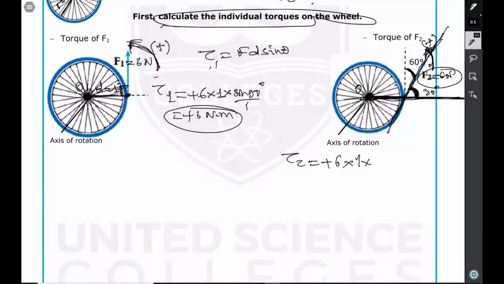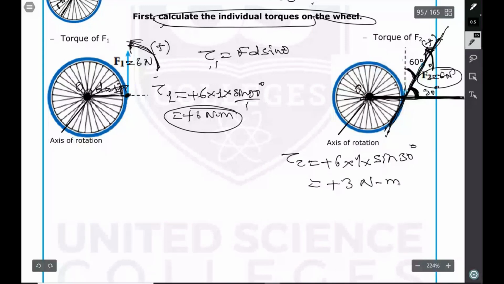Sine 30. Sine 60 is given in the question, but it is not the angle between force and distance. It is the angle between force and the perpendicular line. It's not the angle we need. We need the angle between the force line and the distance line, which is 30 degrees, sine 30. So when you multiply them all, you will get positive 3 Newton meter as the torque of the second force, torque 2.